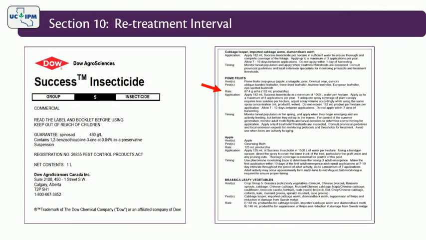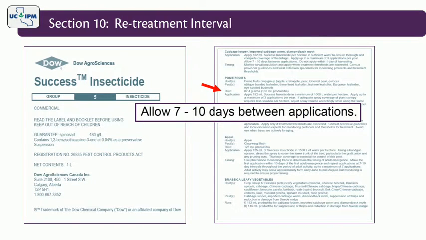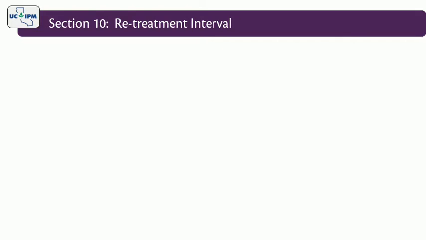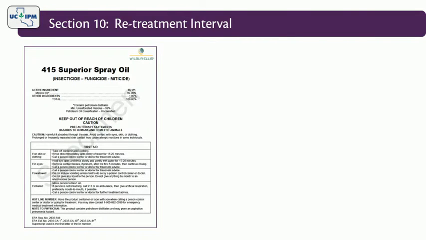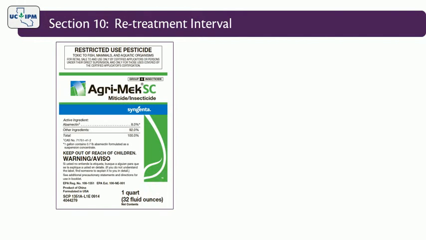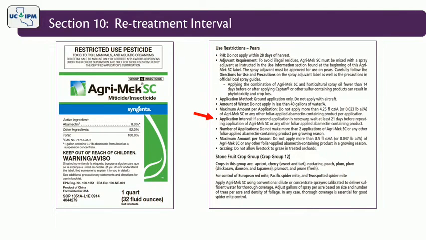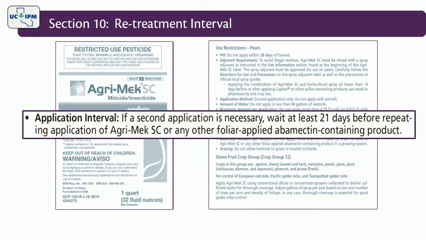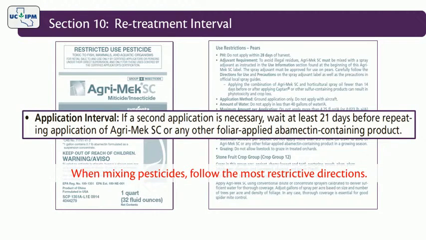If you look at the Success label, you can see that the applications can be repeated. The Superior 415 spray oil label does not have any specific restrictions on retreatment intervals. But we also need to check the Agrimec SC label. What does that say? This label tells you that if a second application was necessary, Marty should have waited 21 days. He is in violation of the label. When mixing pesticides, you must follow the requirements of all labels and use them in accordance with the most restrictive directions.